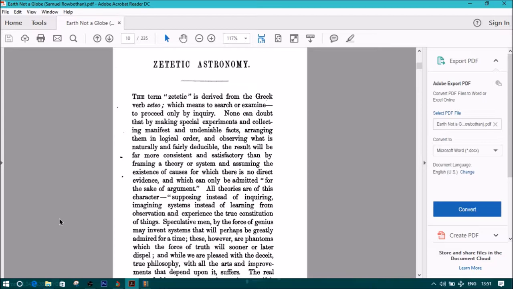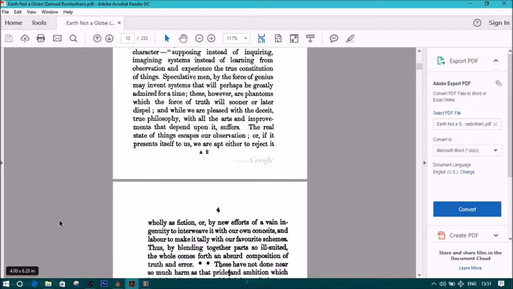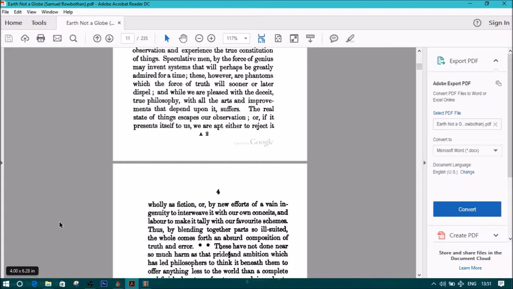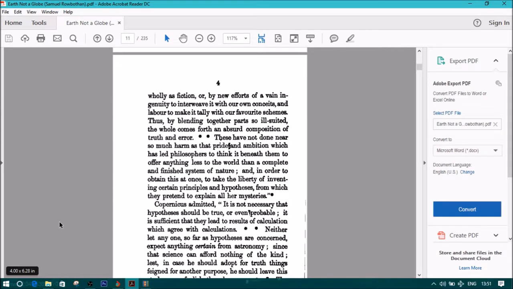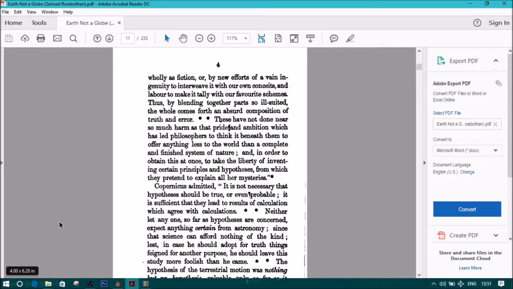Supposing instead of inquiring, imagining systems instead of learning from observation and experience the true constitution of things, speculative men by the force of genius may invent systems that will perhaps be greatly admired for a time. These, however, are phantoms which the force of truth will sooner or later dispel. And while we are pleased with the deceit, true philosophy, with all the arts and improvements that depend upon it, suffers. The real state of things escapes our observation, or, if it presents itself to us, we are apt either to reject it wholly as fiction, or, by new efforts of vain ingenuity, to interweave it with our own conceits, and labor to make it tally with our favorite schemes.